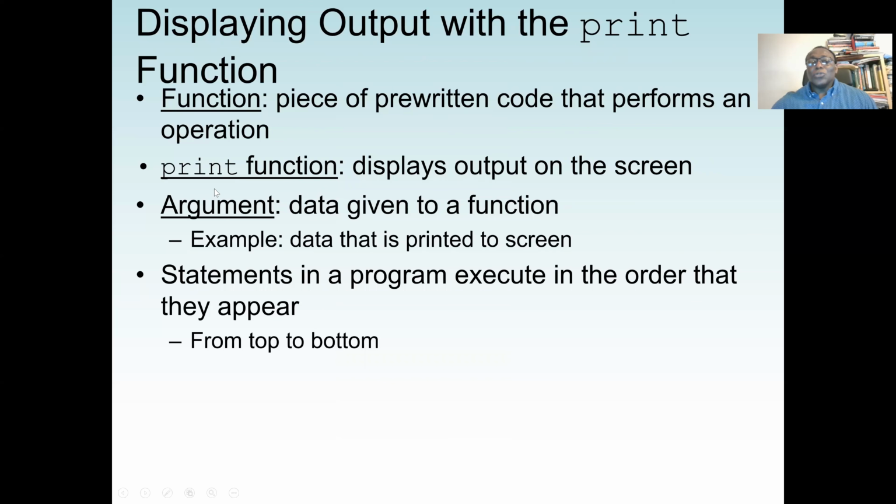A function will have something we call the argument. Arguments are what the function will use. I'll say an argument is like a message or data that the function needs to use in order to perform its tasks. Statements in a program execute in the order that they appear. So normally a statement executes top down. We say top down flow. Execution always starts from the top down.